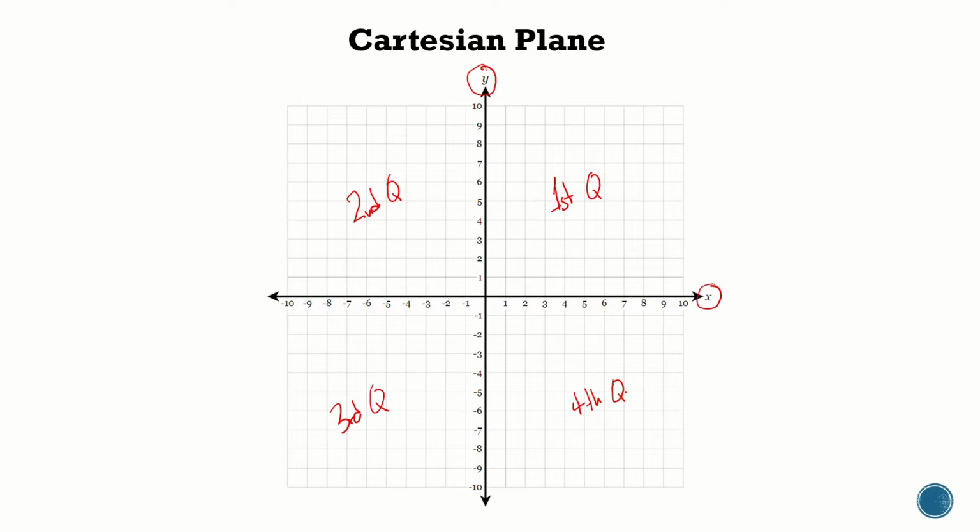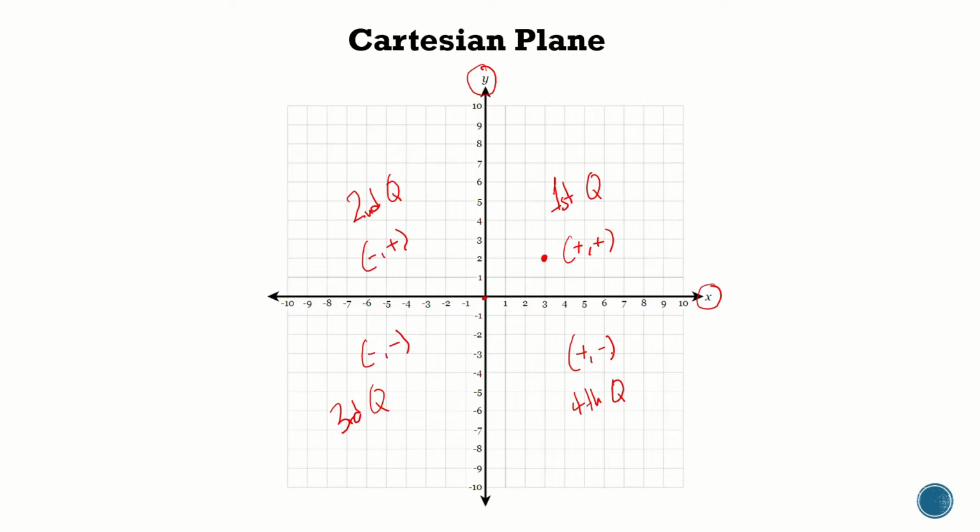Now, each point here, so let's say we have a point here, okay? The coordinates of that point in the first quadrant are both positive. The coordinates in the second quadrant: the x is negative and the y is positive. Coordinates in the third quadrant are both negative, and coordinates in the fourth quadrant, the x is positive and the y is negative.